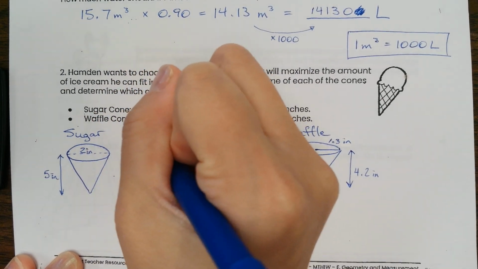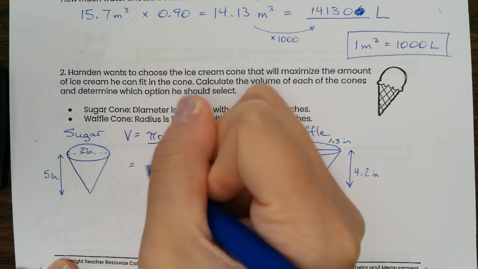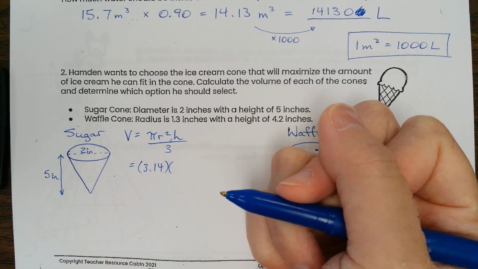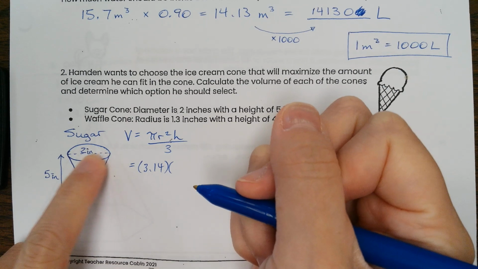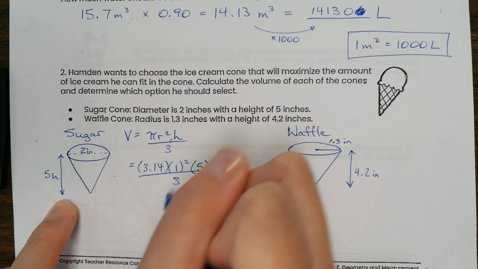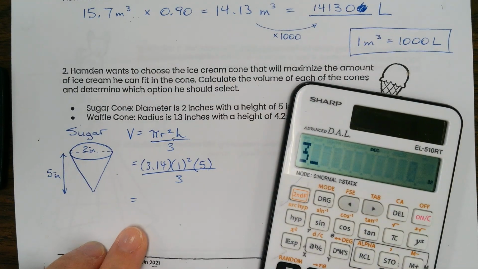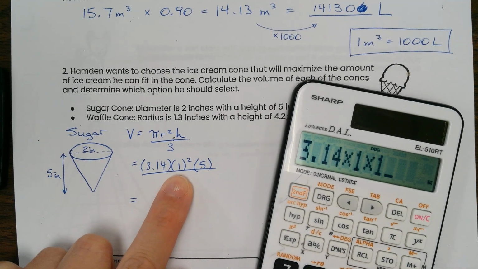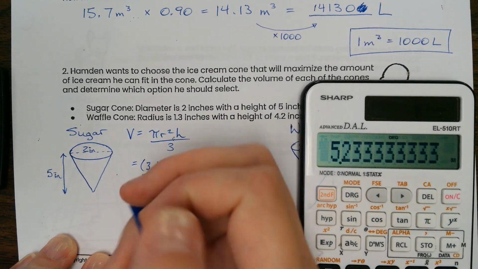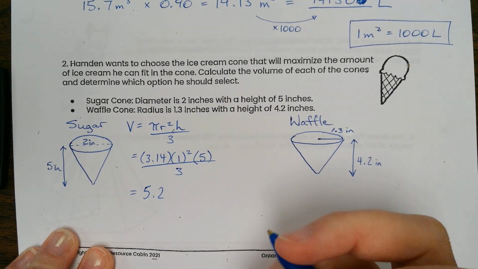So volume of a cone, pi r square h divided by 3. Okay. So 3.14 times radius. What's my radius here? 1, because my diameter is 2. That means radius is just 1. And so on the calculator, you're going to do 3.14 times 1 times 1 times 5, and then divided by 3. And you get 5.23, or just 5.2 is fine. 1 decimal place. So 5.2, what's my unit?